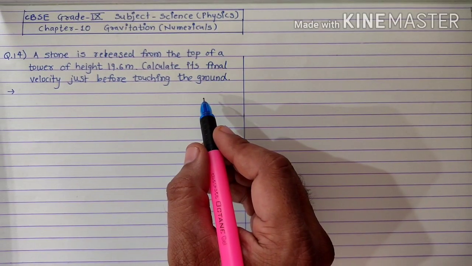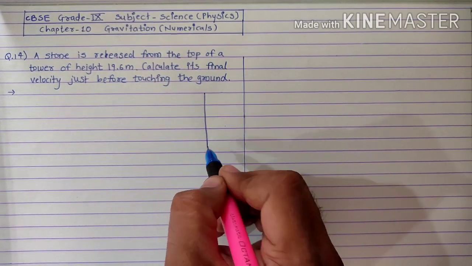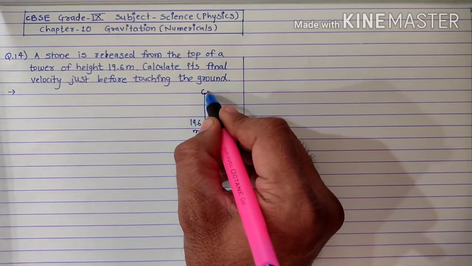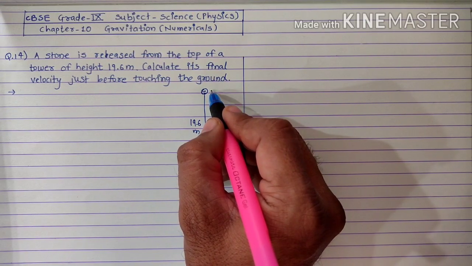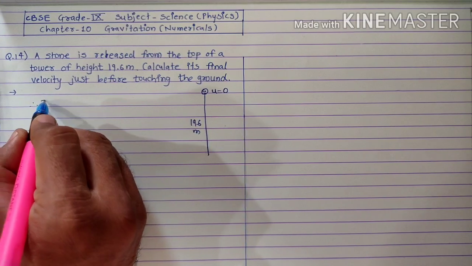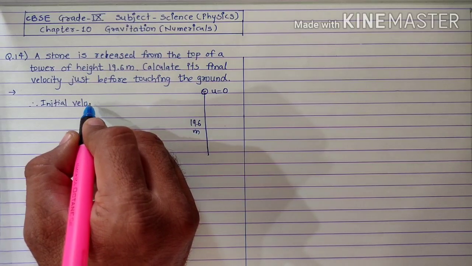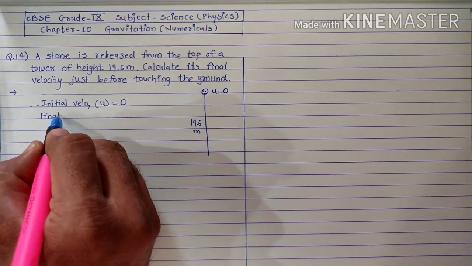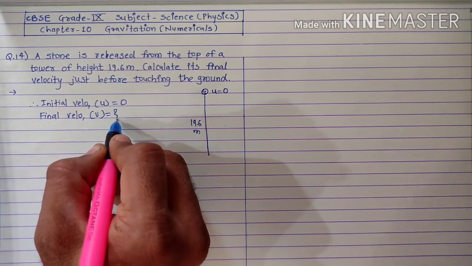So here a stone is released from the top of a tower. Consider this height. This height is 19.6 meter. And the stone is released from here. When the stone is released from here, then its initial velocity u is equal to 0. So we'll write here the given things. Initial velocity, which is denoted by u, is equal to 0. Final velocity we have to find. So final velocity is denoted by letter v, which we have to find, right?